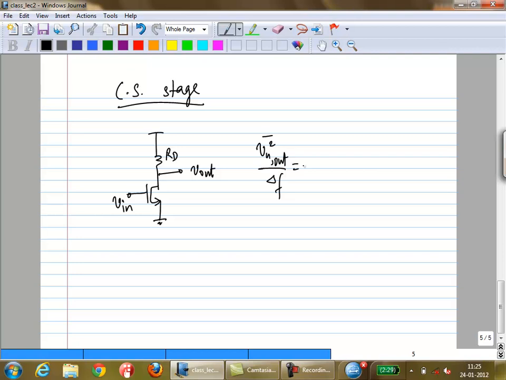If you have to write this expression, what would it be? Easy way to do it is calculate the output noise current, right? The current flowing through the output node multiplied by the output impedance, which happens to be, in this case, you can neglect RDS with respect to RD, so it's just RD. Okay.